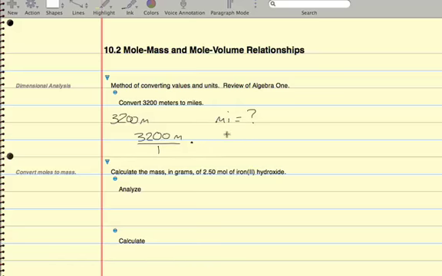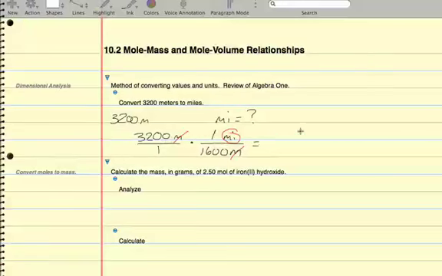times a conversion factor. When we're doing dimensional analysis, we're trying to cancel out this original label, meters. And to do so, we're going to put this on the opposite side of the fraction in our conversion factor. So for every 1 mile is what we're trying to convert to, there are 1,600 meters. And we see here that our labels actually cancel out here. We've canceled out the meters. And the only label left in our answer is miles.